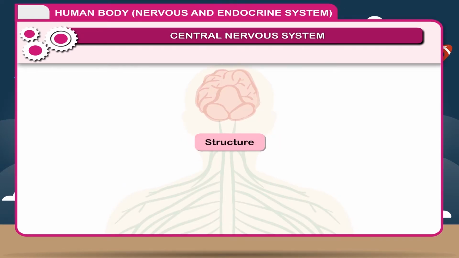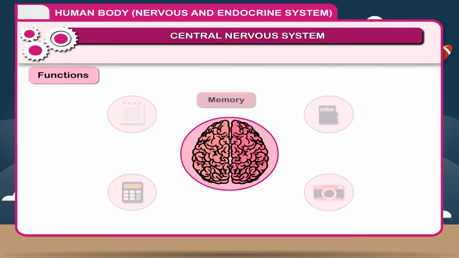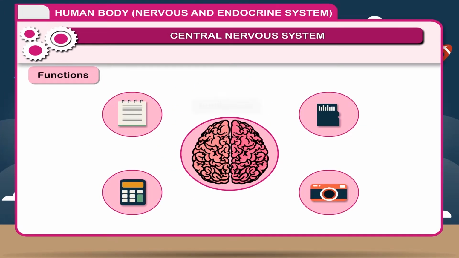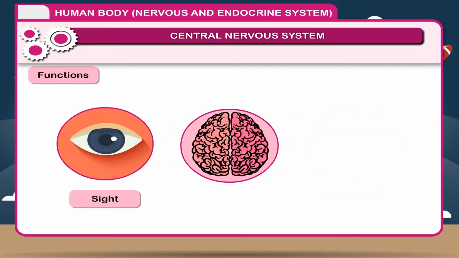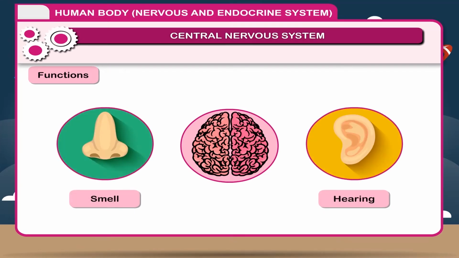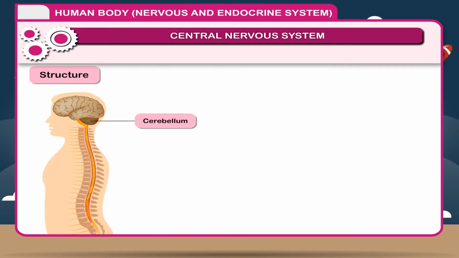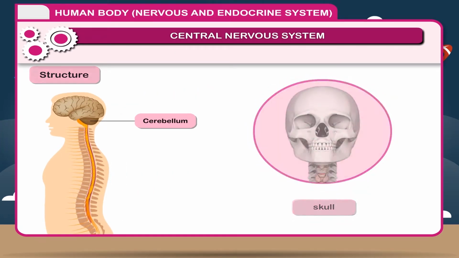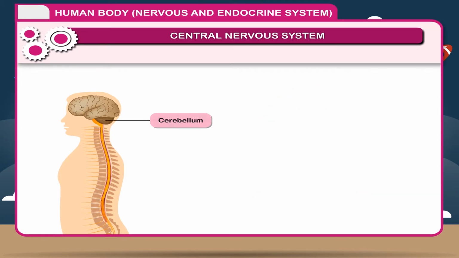Parts of the brain: structure, functions. Cerebrum, largest part of the brain. It has ridges and furrows. It consists of right and left halves. Responsible for memory, thinking, intelligence, sensation of pain, touch and sight, taste, smell and hearing, etc. Cerebellum, smaller, egg-shaped, found at the back of the skull. Responsible for muscular action, balance of the body.